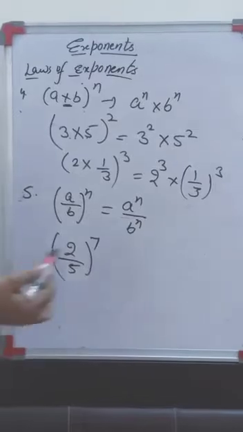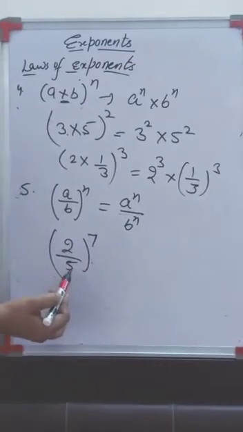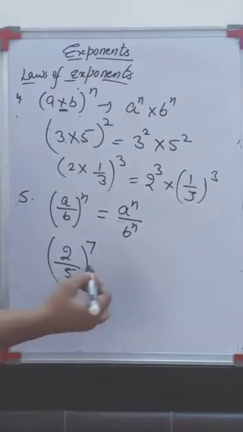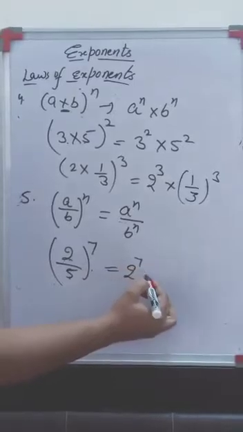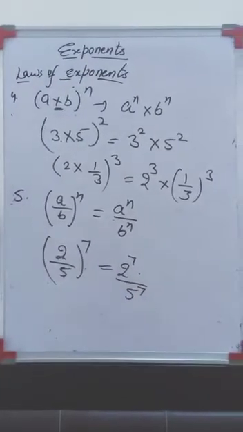What does it mean? This power is of the whole bracket, and in the bracket 2 is divided by 5. So this 7 is the power of 2 as well as of 5. So it will become 2 raised to power 7 divided by 5 raised to power 7. You can write it in this form, right?